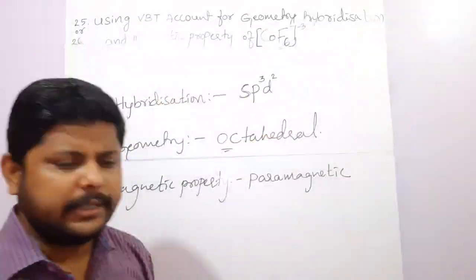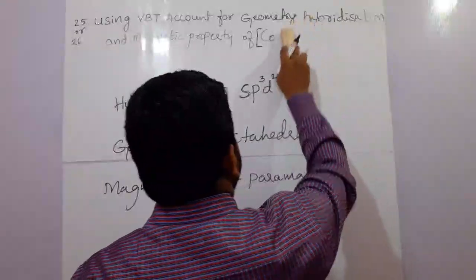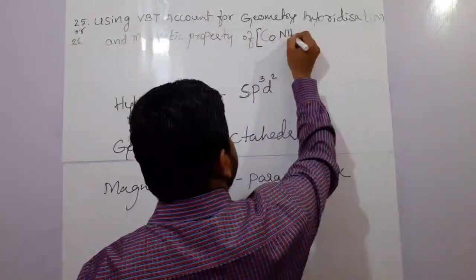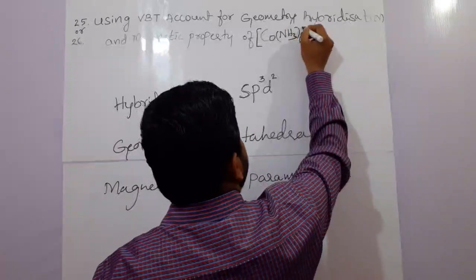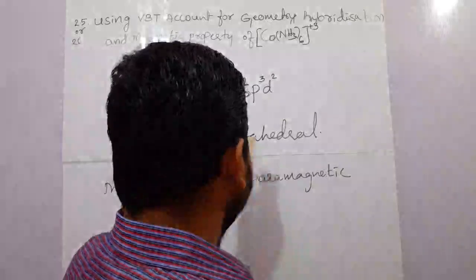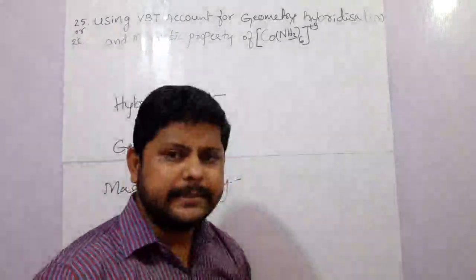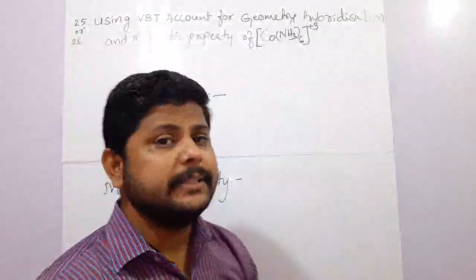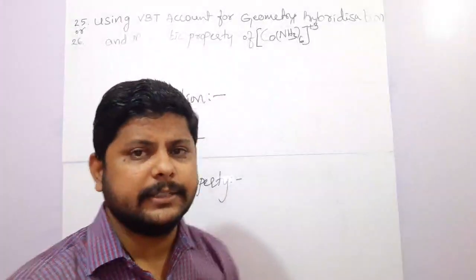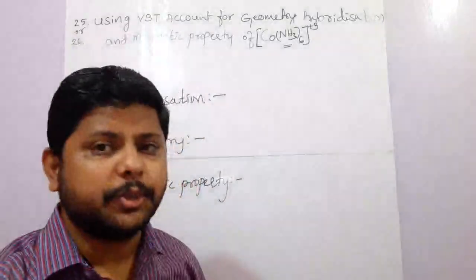I will take one more example. I will change the ligands, so I will change the complex. Example: [Co(NH3)6]3+. Here also cobalt is the central metal atom, and NH3 is the ammine ligand. There are 6 ligands. Here this ammine ligand, ammonia, is a strong ligand.